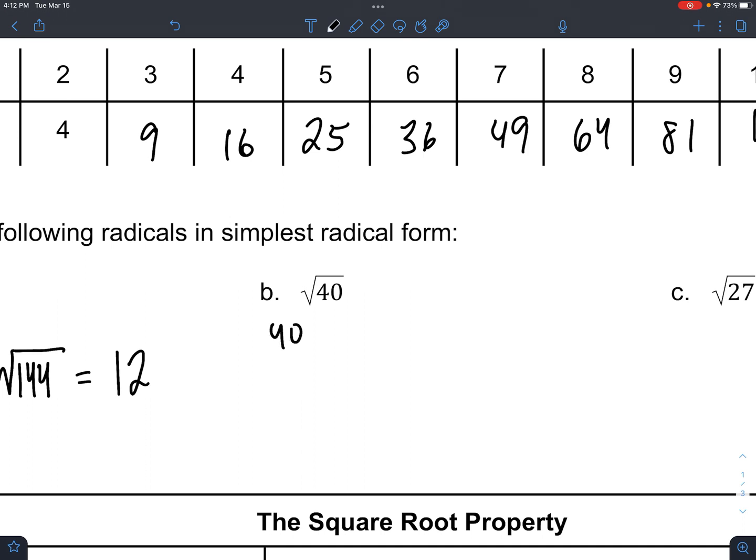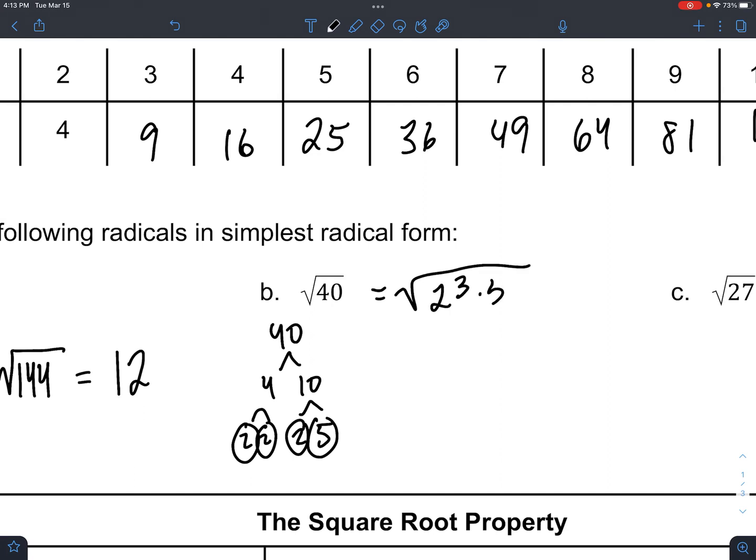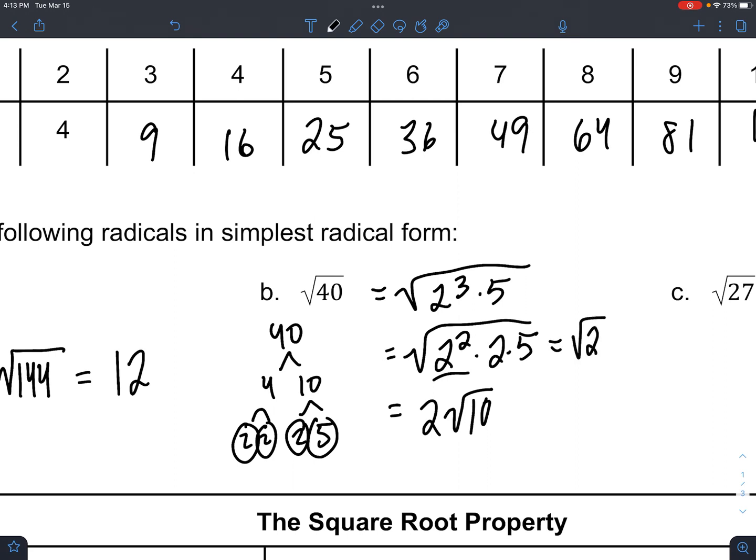Now, we have two ways of doing simplest radical form. One way was to make a tree, list out the numbers, separate any squares with any leftovers, and we can take those out. Because after all, this is equal to the square root of 2 squared times the square root of 10.